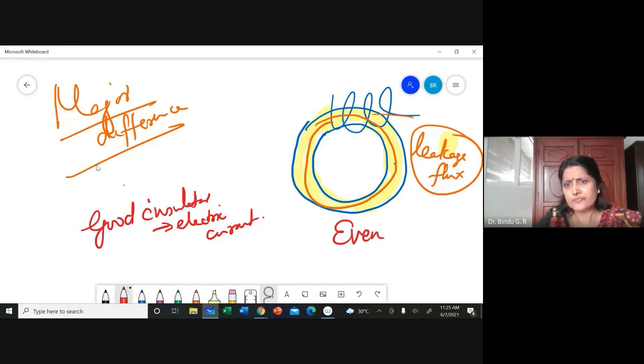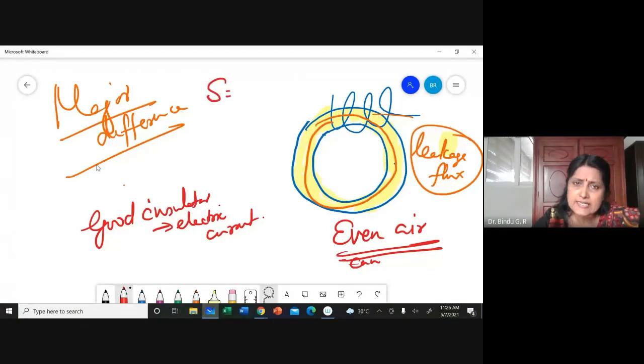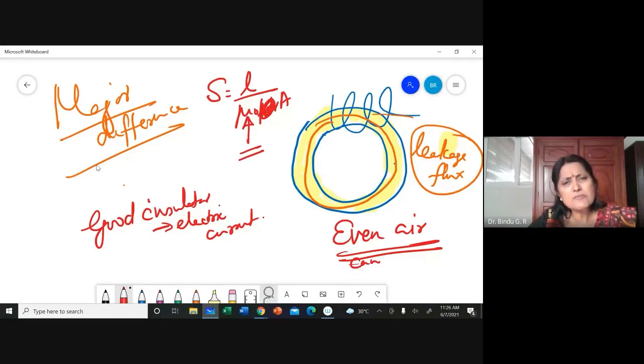Even air can have magnetism, or a magnetic circuit, or flux can be formed even in air. Why? Because reluctance S is equal to L by mu 0 mu r into A. In the case of air, you don't have mu r. Okay, so mu 0, there is some value of mu 0. What is mu 0? Permeability.